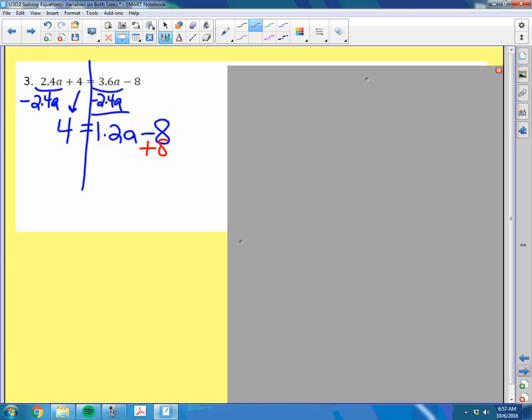Now I'm going to add 8. That gets my constants to one side and my variable terms to the other. Divide both sides by 1.2.